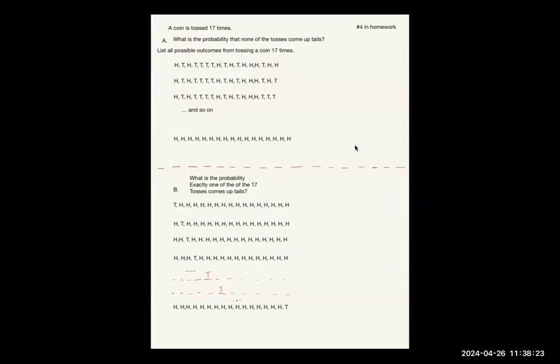Now, they ask us, what is the probability that none of the tosses come up tails? So we have to consider all the total possible outcomes, and we have to count how many there are. And we have to think about the number of ways that we can get none of them tails, which would mean that every single one of them is heads. So you can see, if I was to list out all the different possible ways that the coins could land, there's only one way that they could land all on heads. The first one will land on heads, the second one on heads, the third one on heads, and so on. There's only one way that could happen.